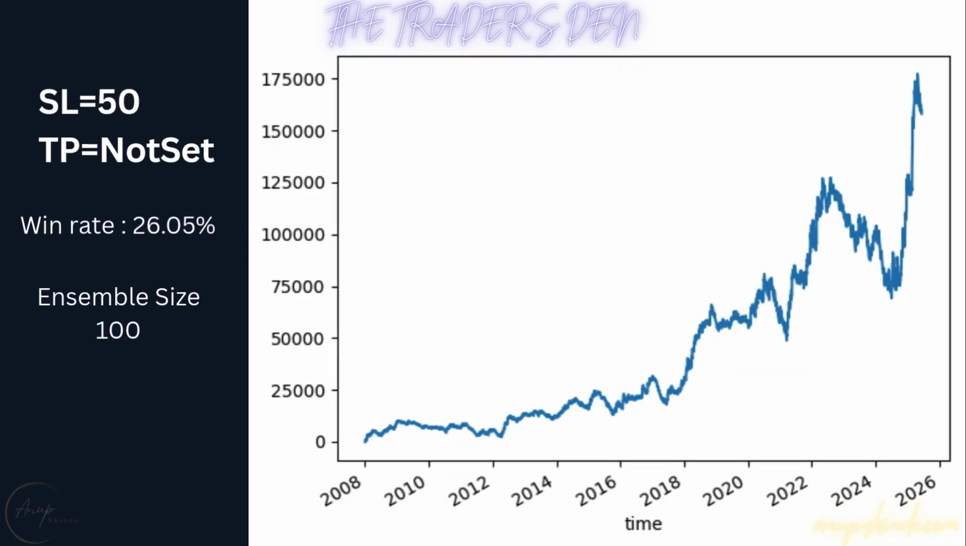Let us try to tighten the stop. This one has a stop of 50 points. And we will test with an ensemble size of 100. It reduced the win rate to 26%. However, the profit curve remains upward, albeit with larger drawdown periods.